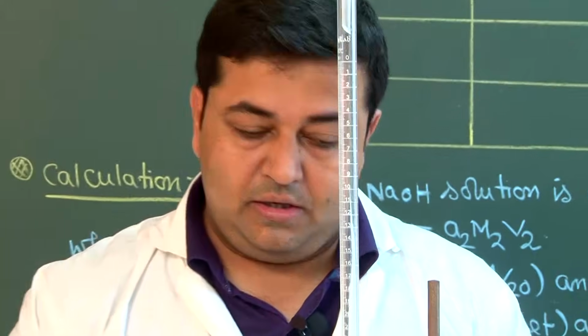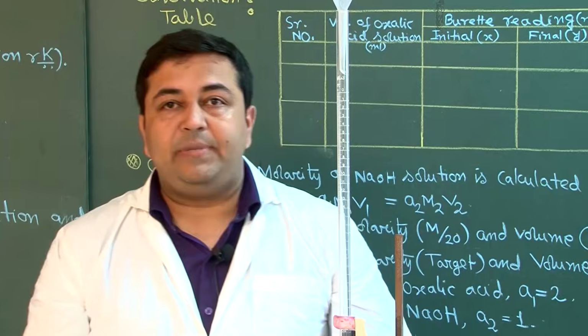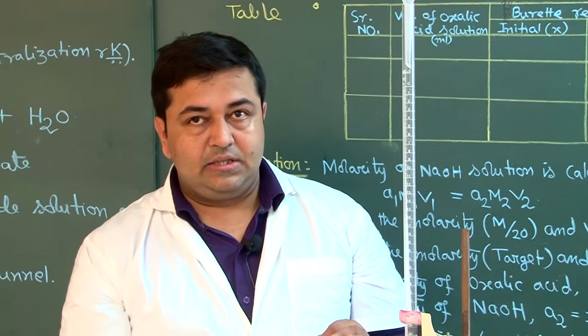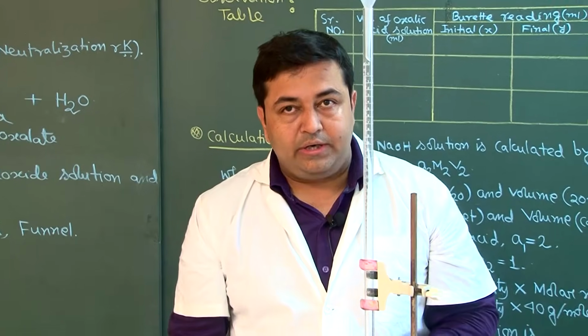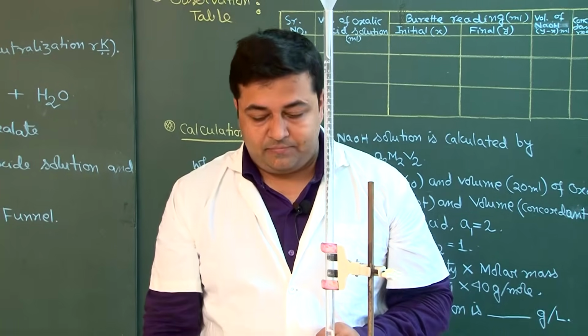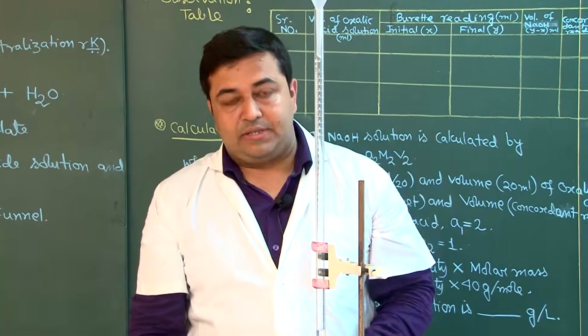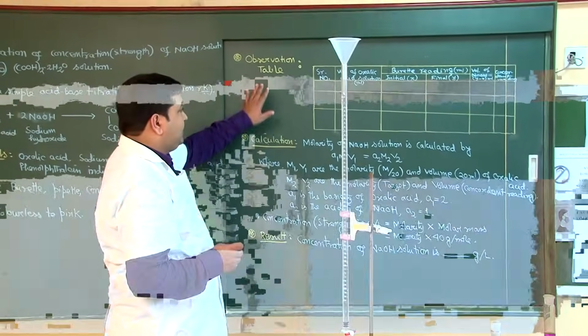In the same way, we repeat this titration minimum 3 times to get the concordant reading. Until we get 3 concordant readings, we will continue this titration. Now, come to the observation table. Student, you can see the observation table.